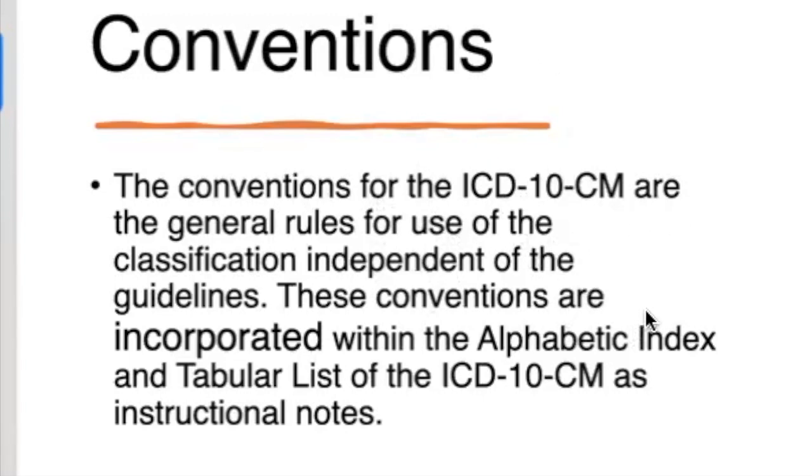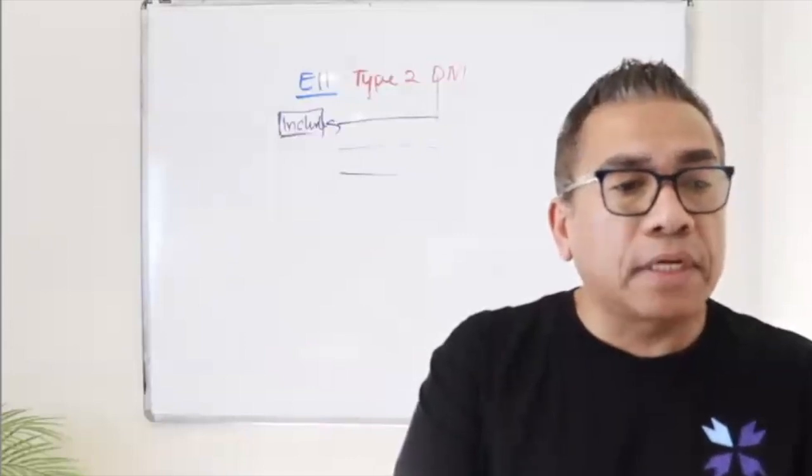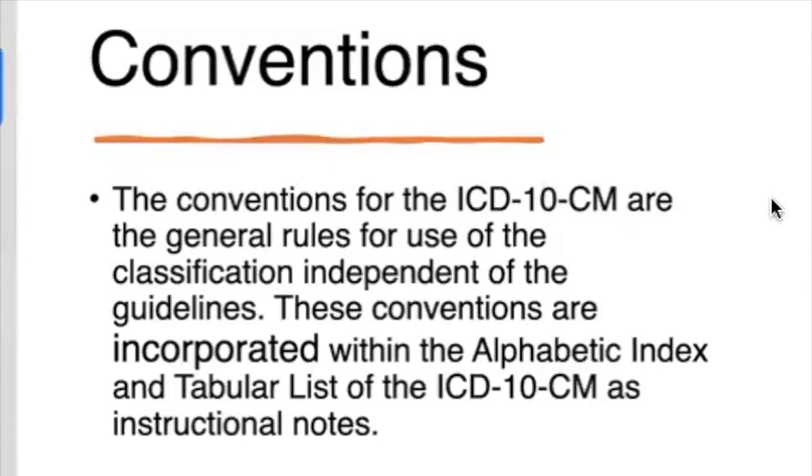All right, so you have already learned the different parts of the book, the index and the tabular. Now, when you talk about conventions, I'll show you some examples. Look here, the E11, the one I just wrote on the board. When you go to the tabular, this is how it looks. It may look different in your book, but some other coding assisted or computer assisted coding portals may show this type of structure.